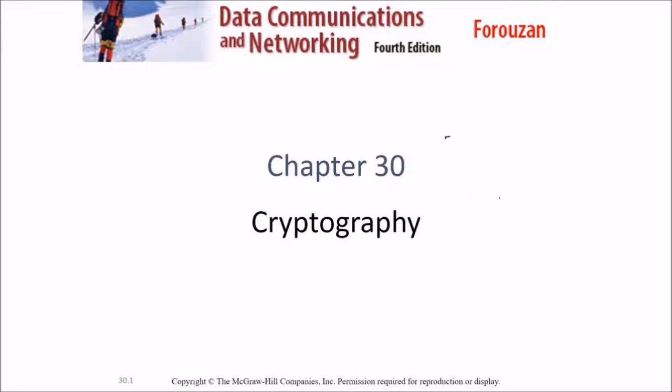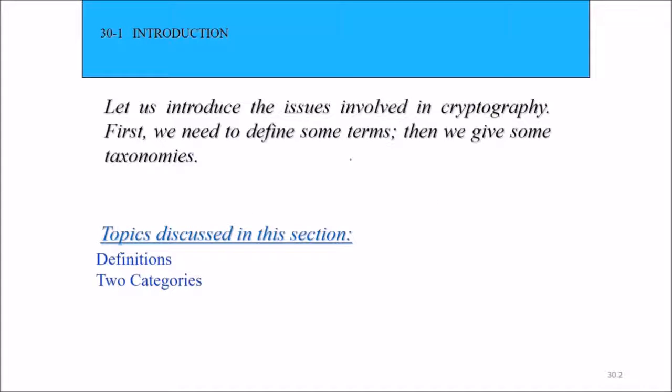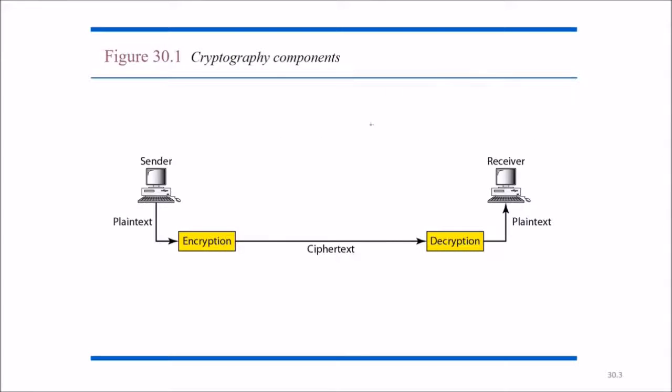In data communication and networking, we'll talk about cryptography today. Cryptography. First, we'll introduce the common terms which are used in cryptography, and we'll give some taxonomies also. So, cryptography components are like this. If this is the sender and this is the receiver, a sender sends a plain text.